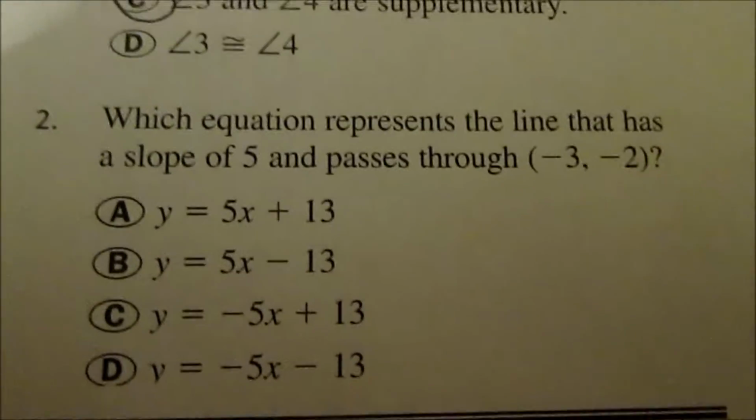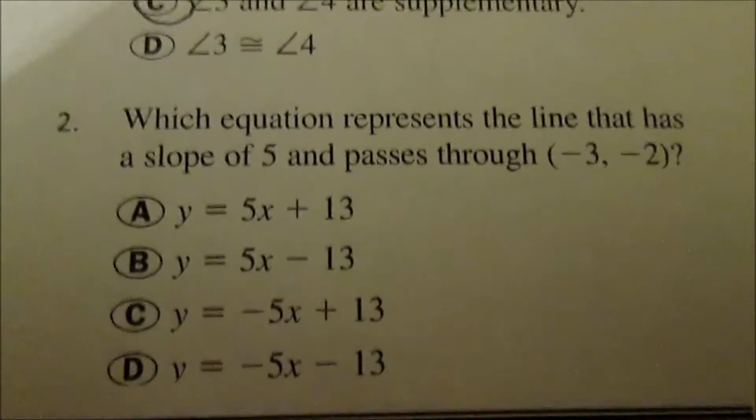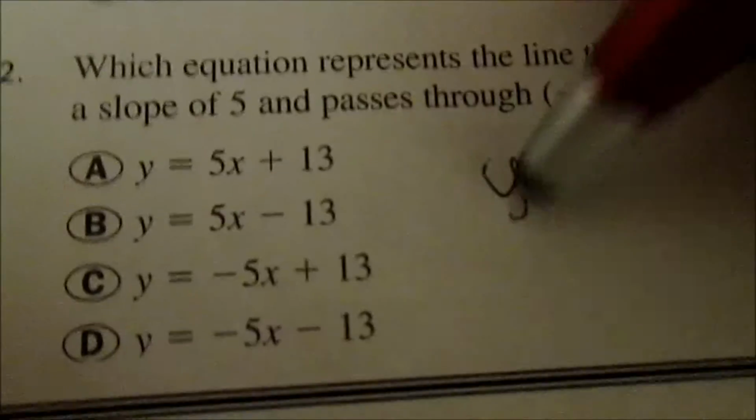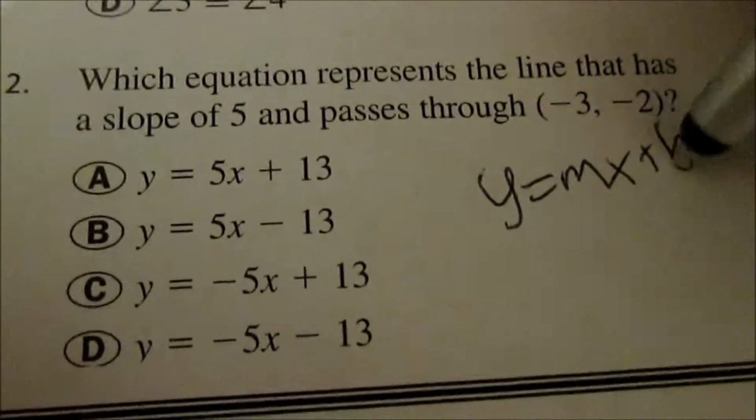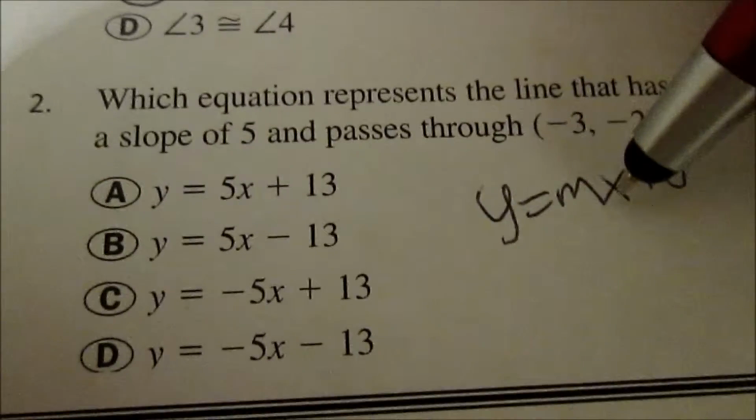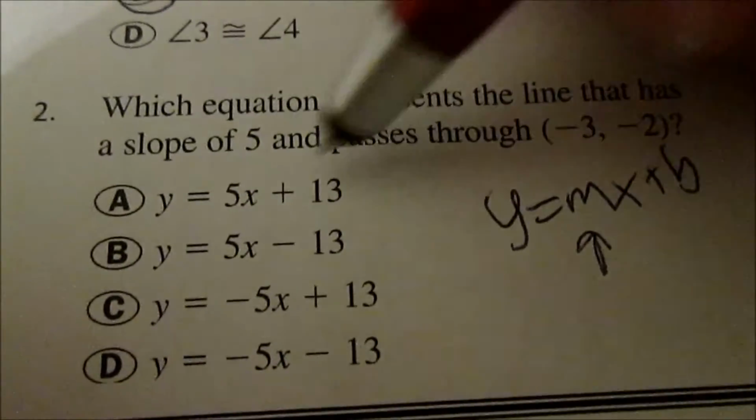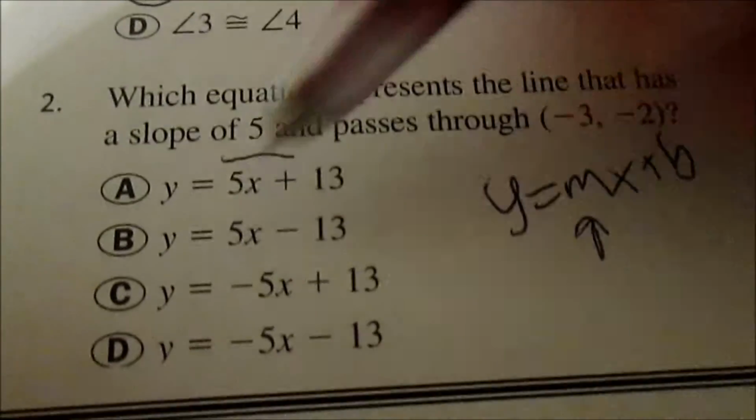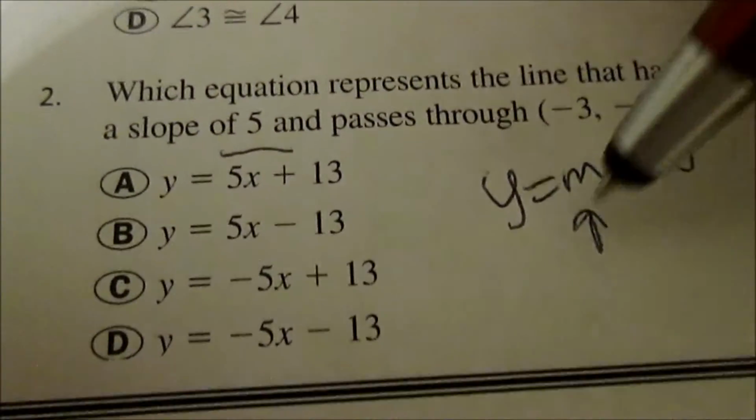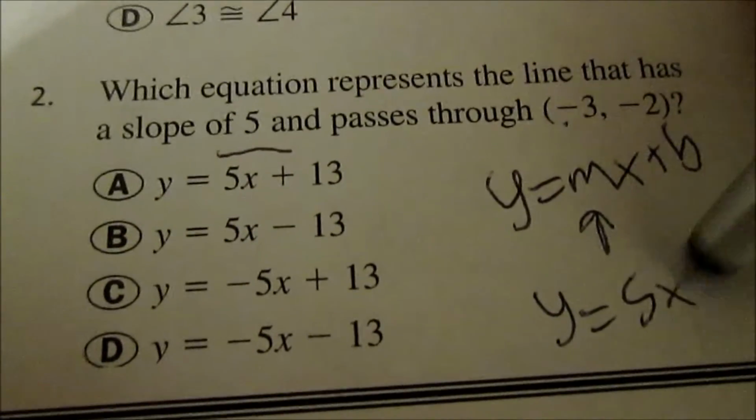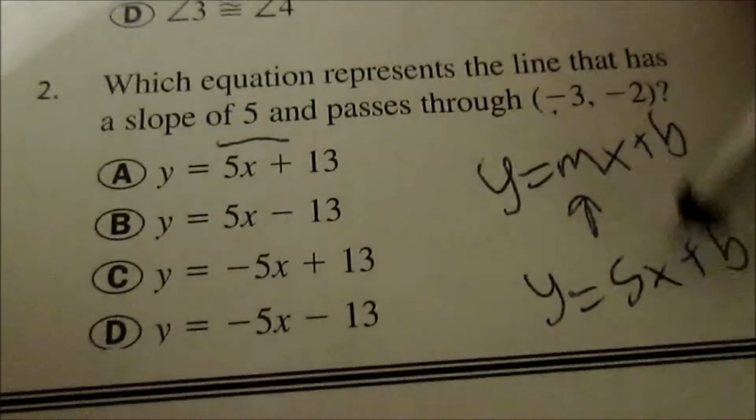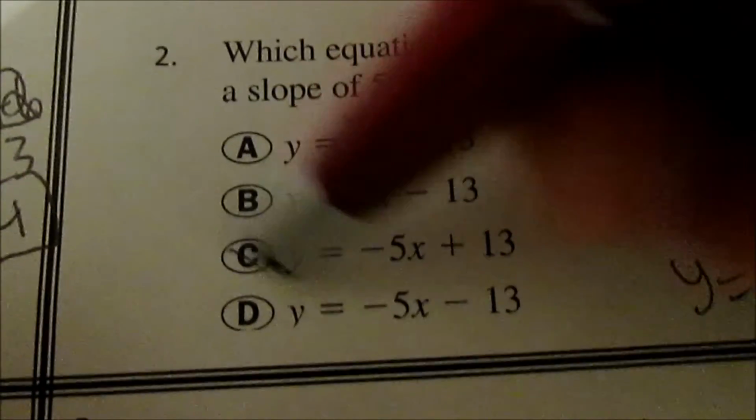Question 2. Which equation represents the line that has a slope of 5 and passes through -3, -2? You remember from algebra, y equals mx plus b. That's your slope-intercept equation, where m is the slope. Well, the slope is 5, so I have to find the equation that looks like this form. It has 5 in front, so whatever the rest is, it doesn't matter as long as 5 is in front of x, and that's either A or B, not C or D.